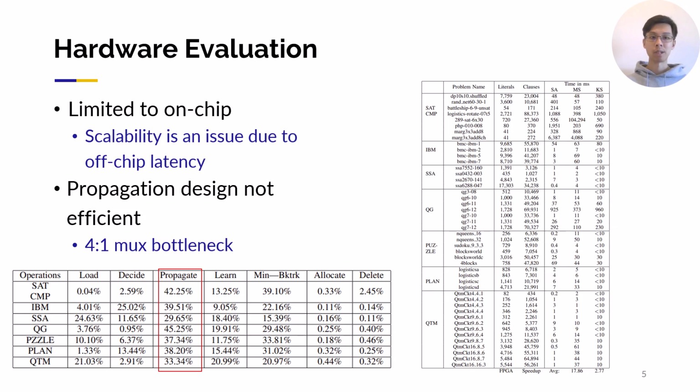For our design, propagation takes the most time, and this is due to the bottlenecking when propagating multiple variables at the same time. The instances used are considered small due to our design utilizing only on-chip memory. This is because off-chip memory has a high latency access and SAT solving has a random but small memory access pattern. Here's a quick demonstration of our demo.